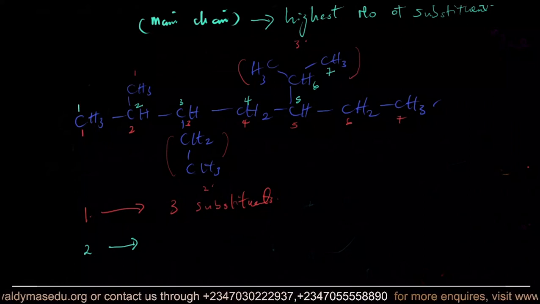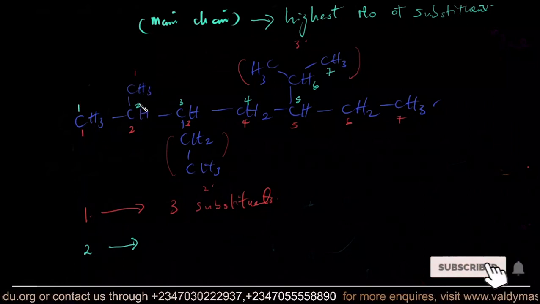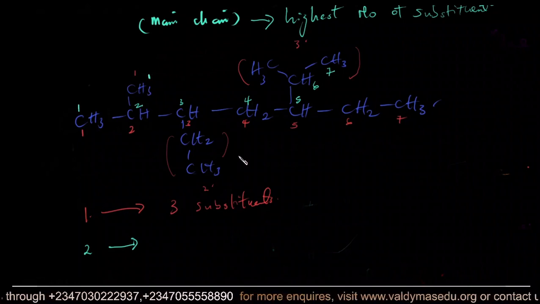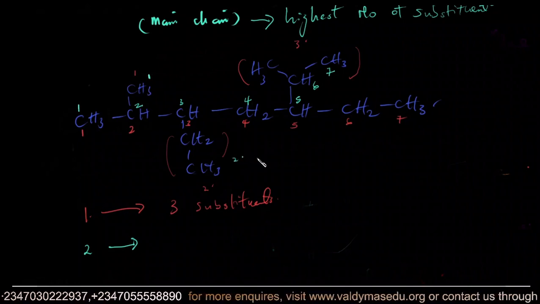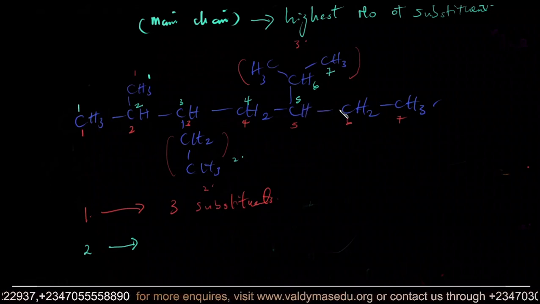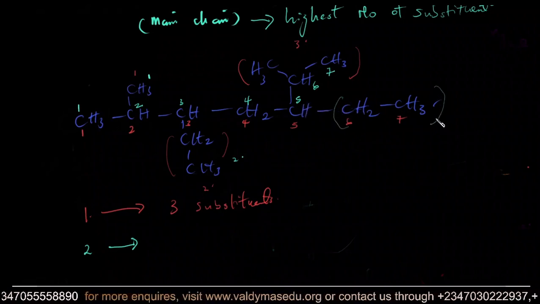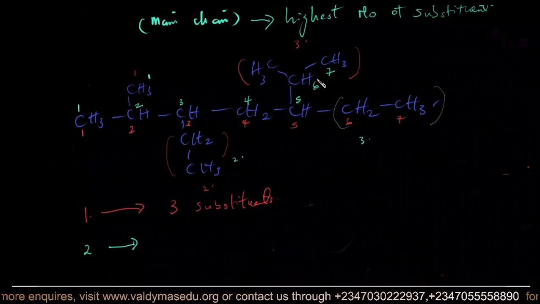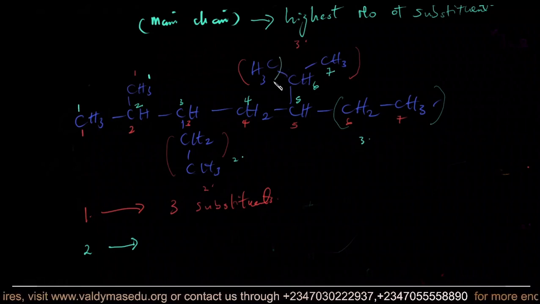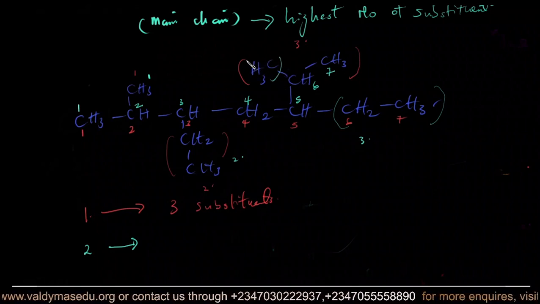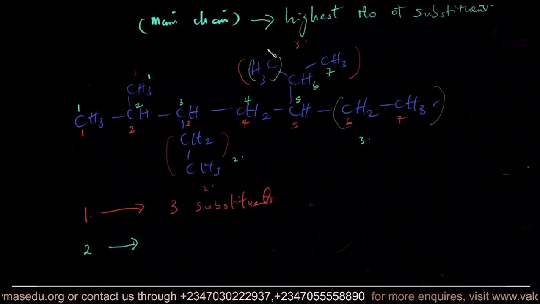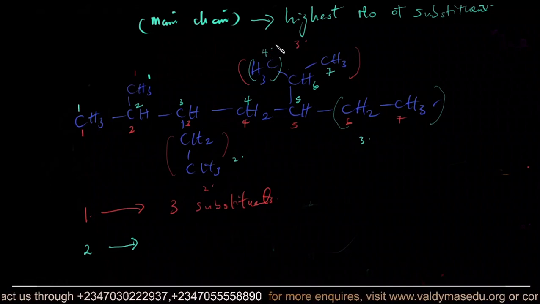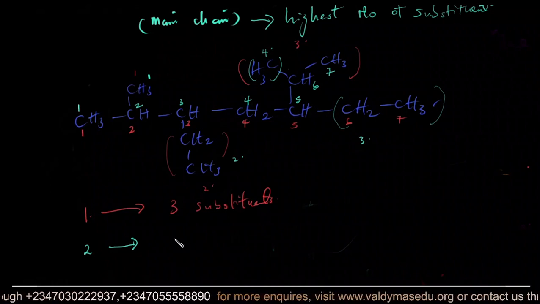Let's take a look. On carbon number 2, we have the first substituent. On carbon number 3, we have the second substituent. Carbon 5 has this substituent here as the third substituent. Then on carbon number 6, we can see this group here, so we have this as the fourth substituent. So for the second chain that we are looking at, we have 4 substituents.